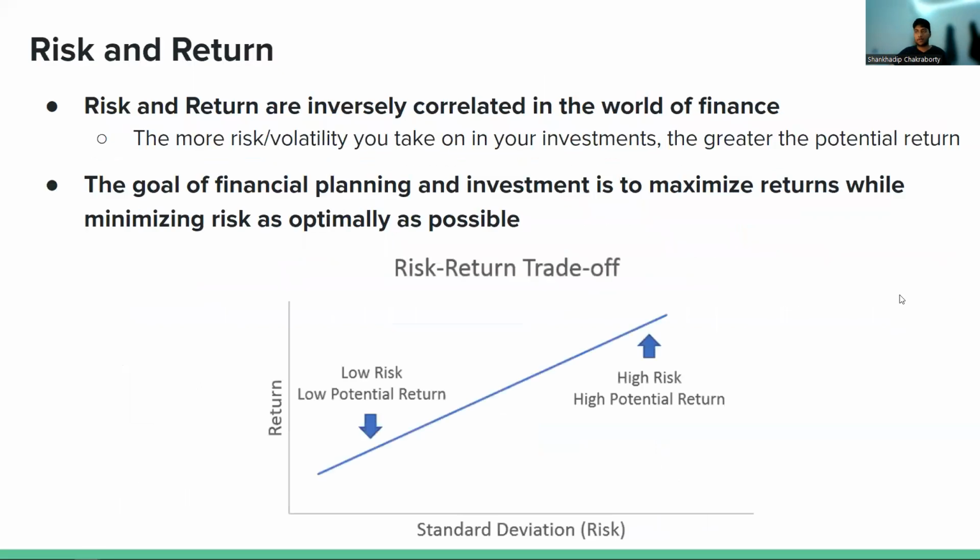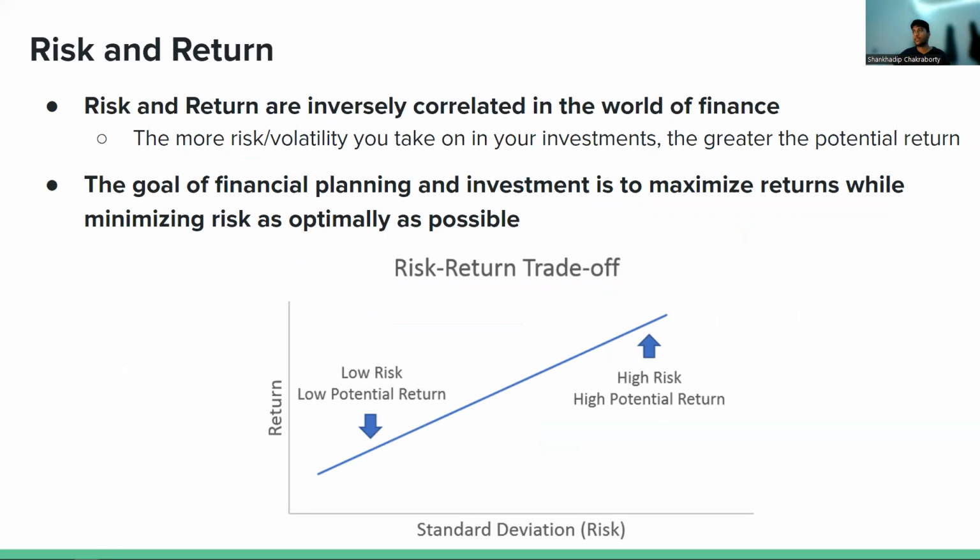Okay, and the last thing I'm going to go over before I do my Excel demo is going to be risk and return. So the concept of risk and return in theory is very simple, but it goes very much in depth the more you go into finance, especially with regards to investment analysis and risk management within a firm.